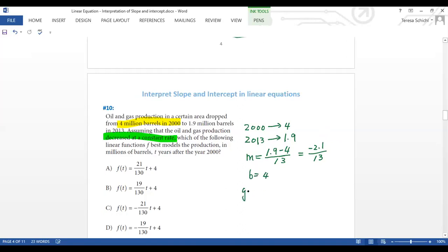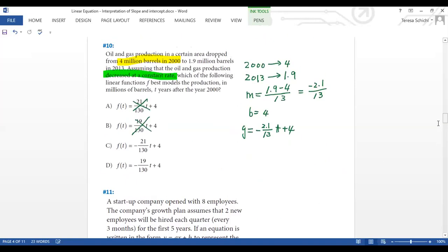So now you take a look here. So this is negative 2.1/13 t plus 4. Okay, so you look at your answer. You say, oh boy. All right, so negative. So this one cannot be true because it's decreasing. This one cannot be true. It's decreasing, so I have a negative value. Wow, but none of them match. I have a 2.1. This is 2119. Oh, so what can I do?